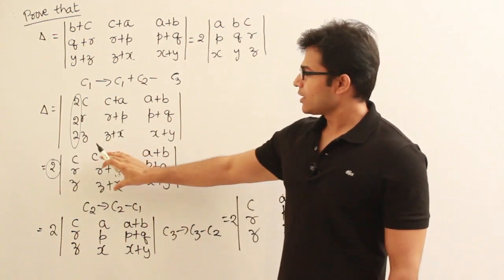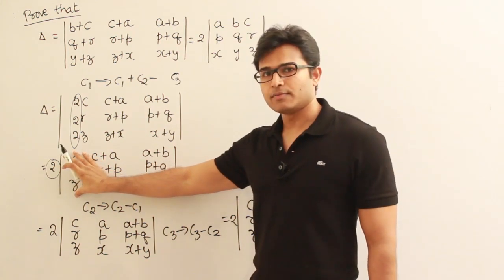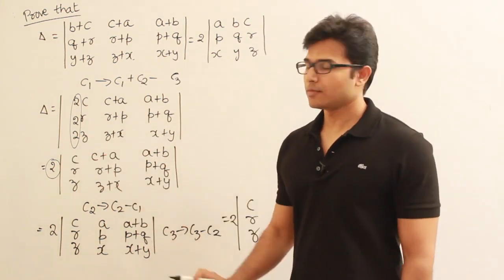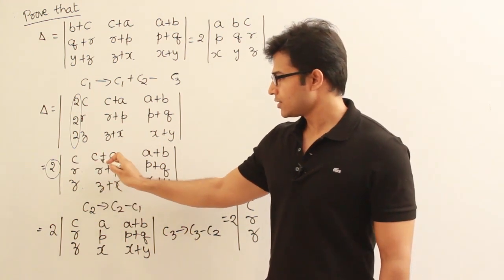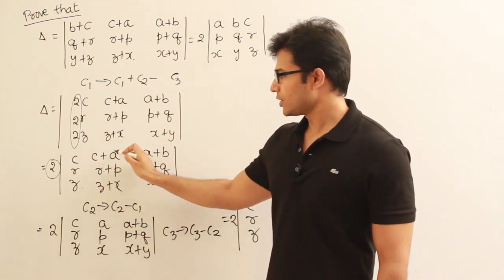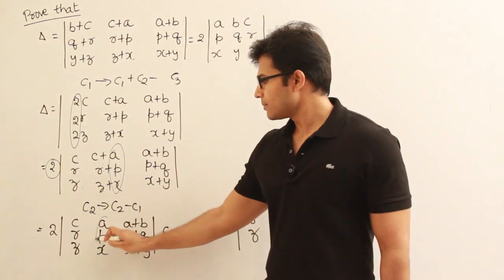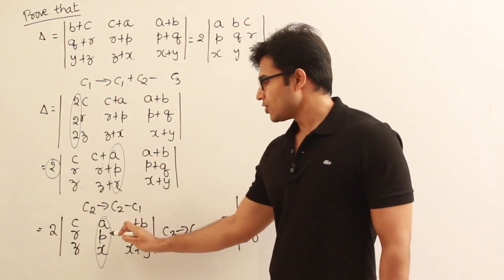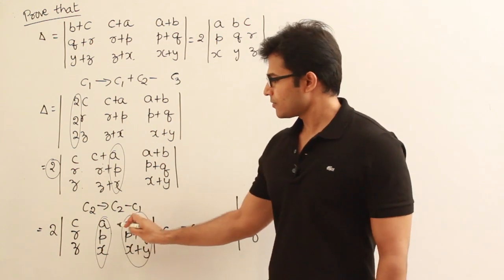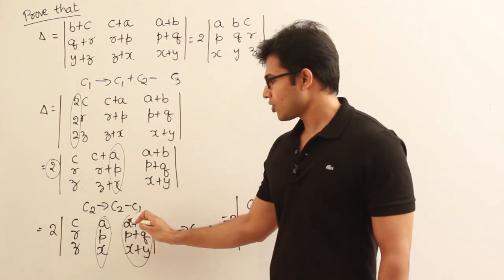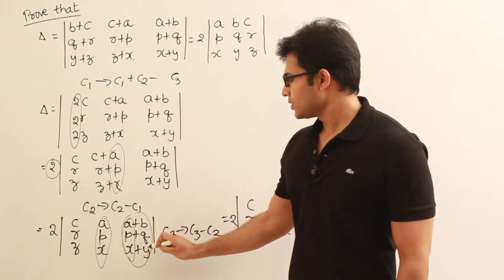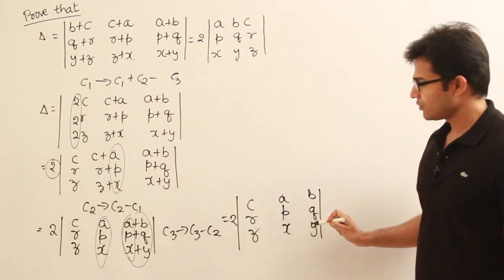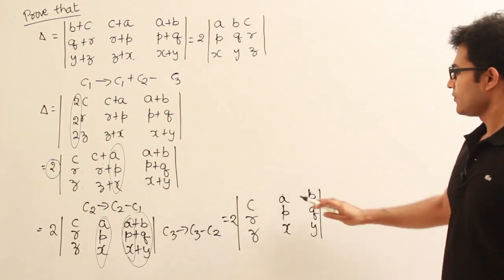Now take the first column and subtract it from the second column. Then what do we get? C, R and Z is there. C, R and Z, we can subtract this. So we get A, P and X. Now from the third column you can subtract the second column. Then A, P and X will be removed. Then what will be remaining? B, Q and Y. Right? So finally we got this.